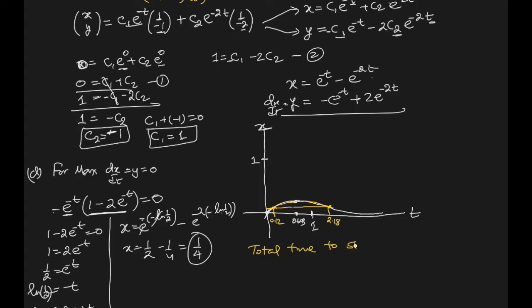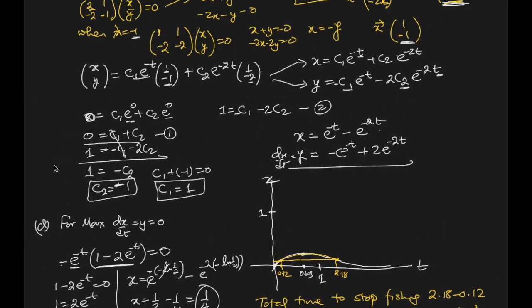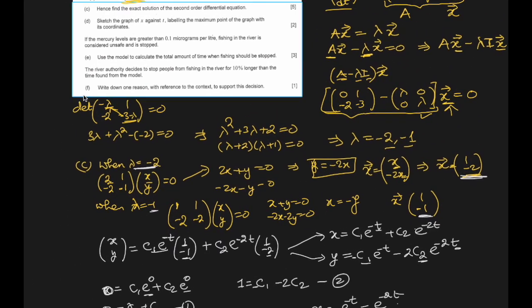So the total time to stop fishing is 2.18 minus 0.12, which will be 2.06. Yeah, 2.06. All right, let's go to the next part, and this is the last part.